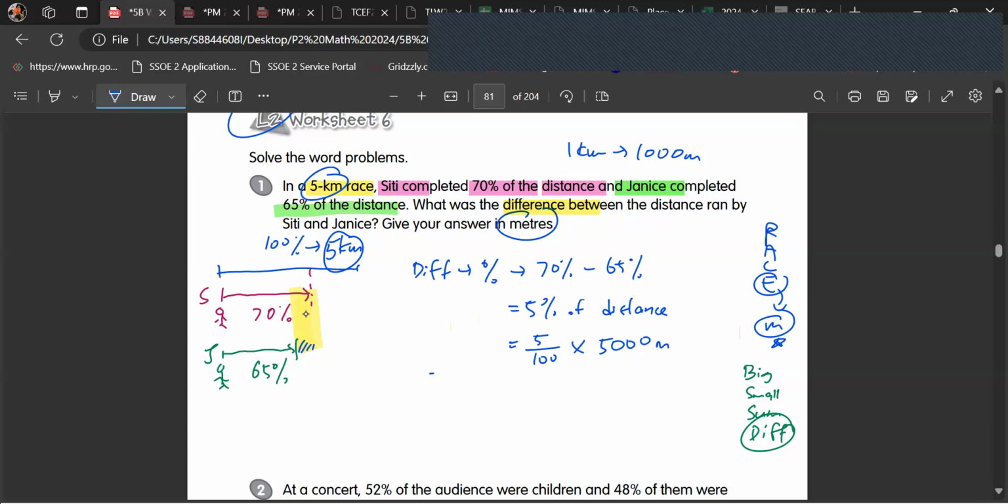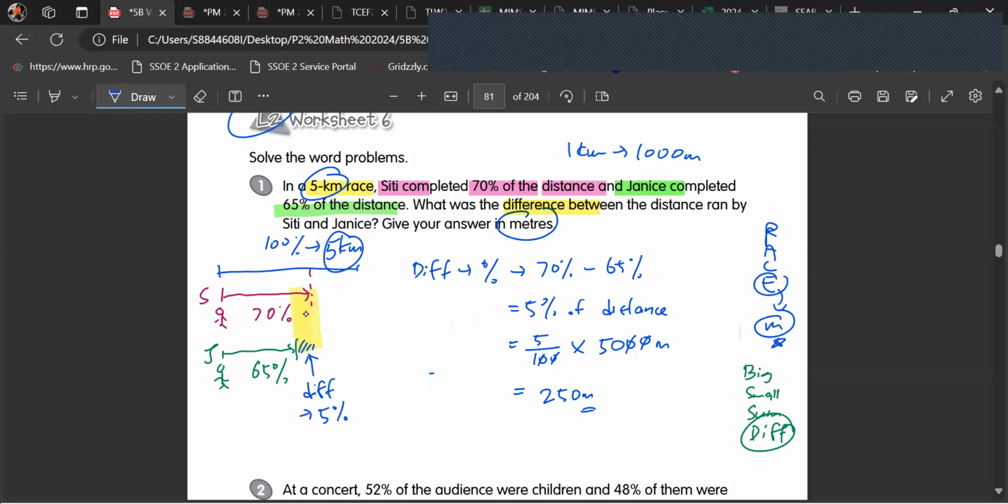5% of the whole distance. Here's the difference, right? The difference between the two of them is 5%. So I just multiply. Look at how this becomes so easy: 5 times 50, 250 meters. Full marks. Of course, make sure you have the units.